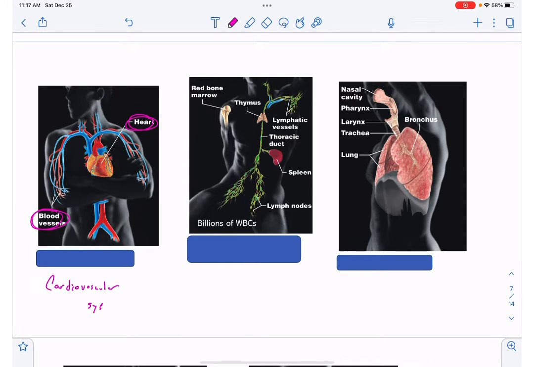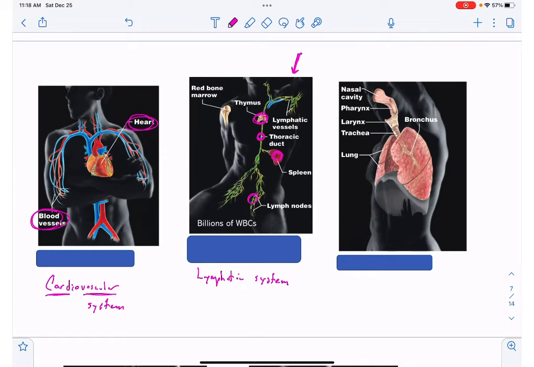This is the cardiovascular system. Cardio referring to heart, vascular referring to blood vessels. This next picture actually represents two different organ systems. And one of those organ systems consists of lymph nodes, lymphatic vessels, and then lymphoid organs like the thymus, the spleen. Okay, what organ system is this? This is the lymphatic system.